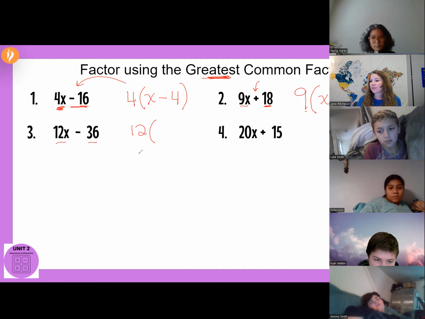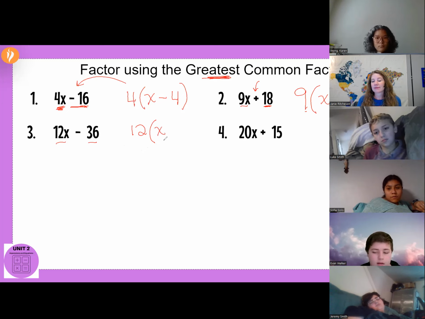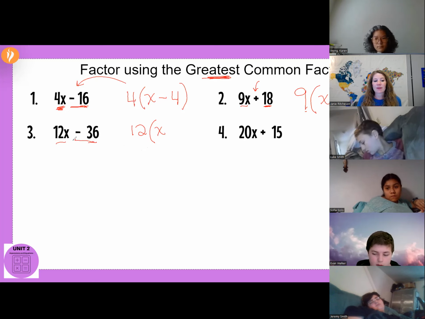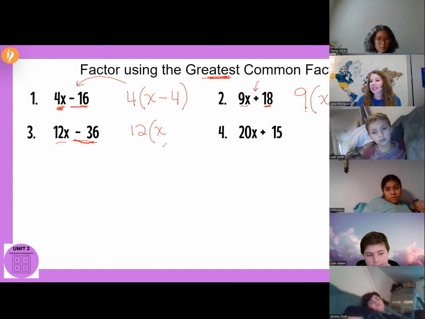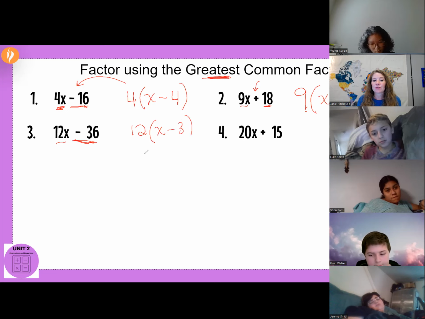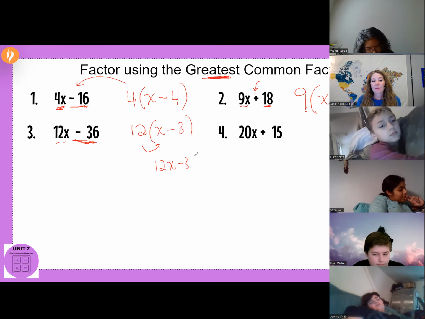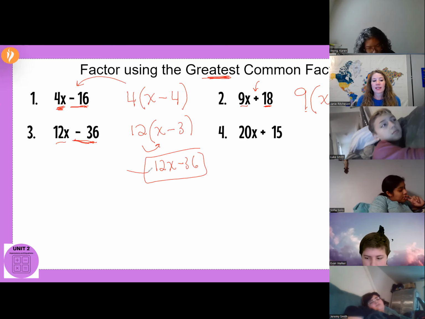12, right? 12x, take out a 12, and I just get x. What's negative 36 divided by 12? Negative 36, you've got to think of your signs. It's negative 3, because when you distribute, you want to get back what we started with, okay? That's what we get.